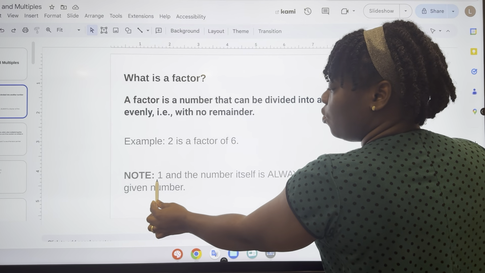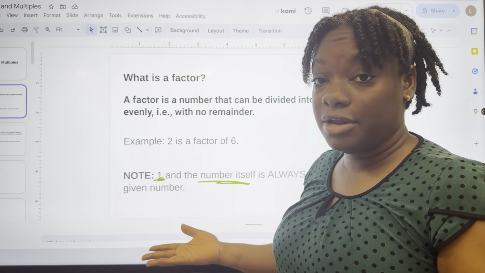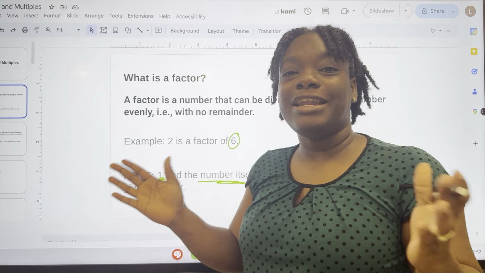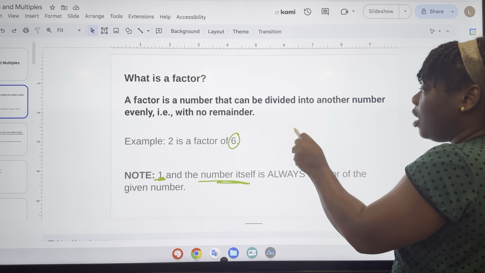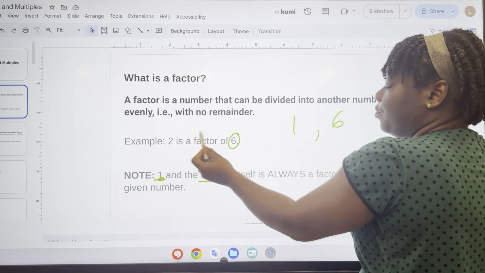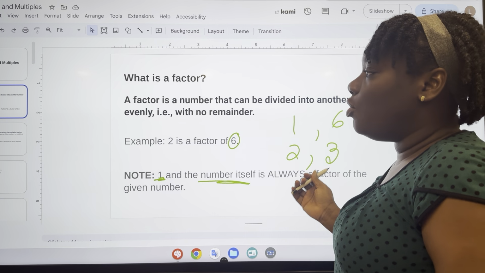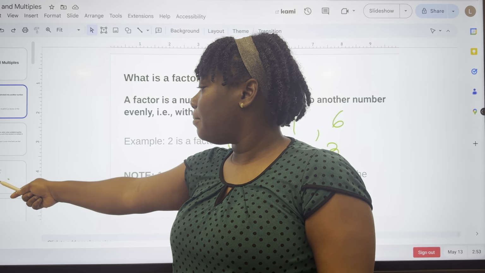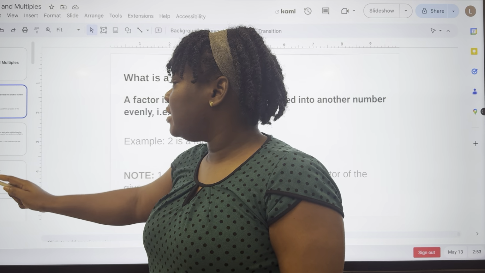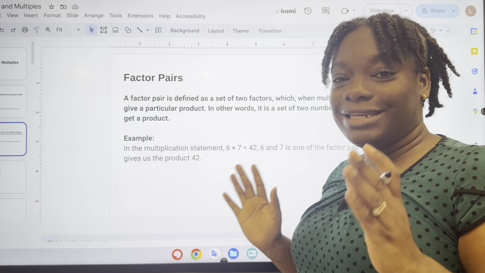Now I want us to zoom in on this. It says note 1, the number itself is always a factor of a given number. So if I have 6, I'm taking 6. The first 2 factors that anybody should be able to list are 1 and 6, they're factors of 6, all right? And then we know that 2 is also a factor and 3 would be a factor. We're gonna look a little bit further at factor pairs. And that's one of the things that you can use to help you to list the factors and know when you are actually finished listing the factors.